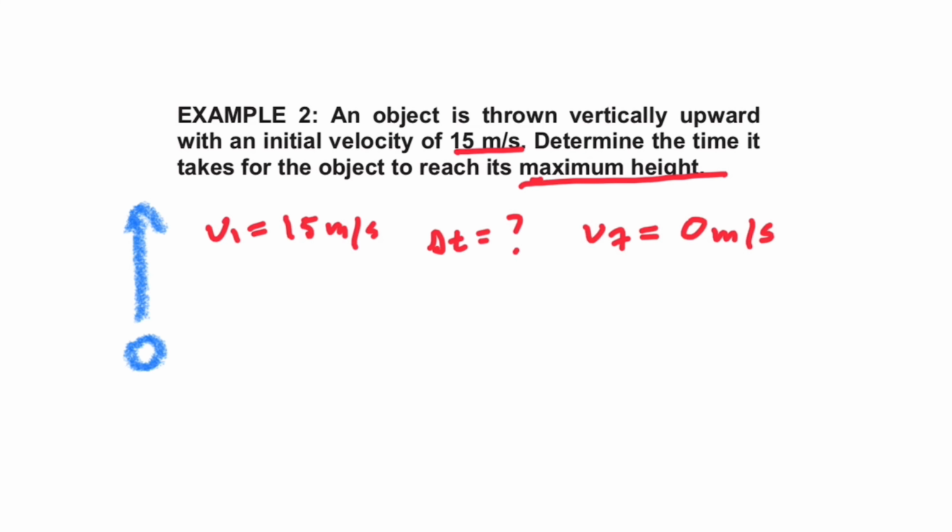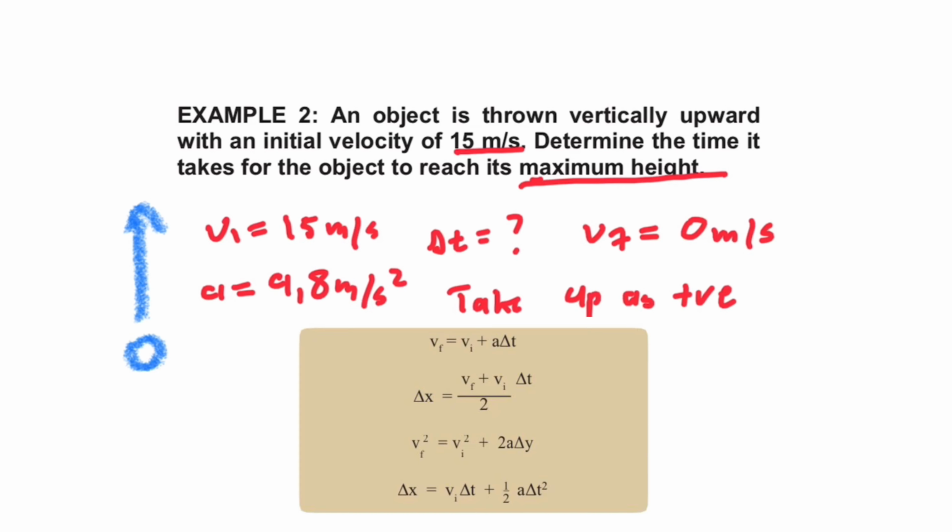But the acceleration is and always is equal to 9.8 meters per second squared. I'm sure you saw in our previous example that it is important for us to choose a direction we want to take as positive. Either we take up as positive or down as positive. I'm going to take up as positive. So from those 4 equations that we have under motion in 1 dimension, which equation can we use in this problem?